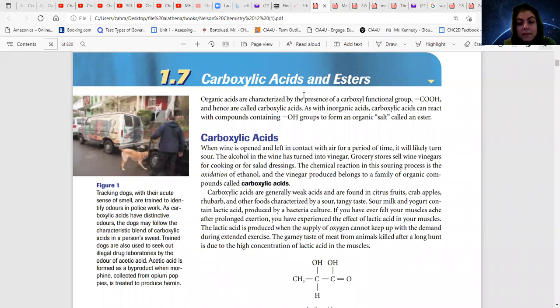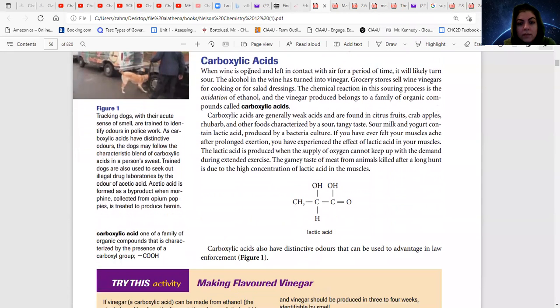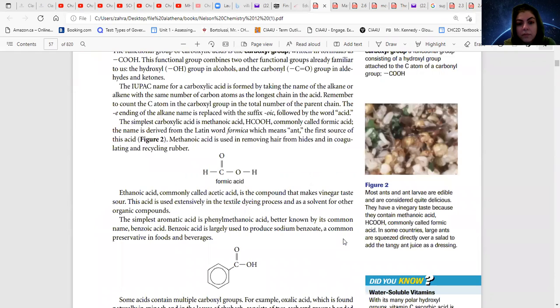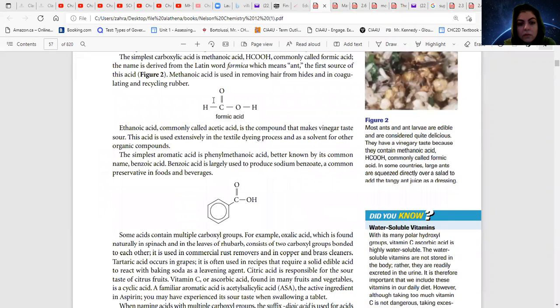1.7 carboxylic acids and esters. So a carboxylic acid is when you have a carbon double bond with oxygen and single bond with OH. This will give you carboxylic acid. Here is the same thing: C double bond with oxygen, single bond with OH. So this is an aromatic carboxylic acid.